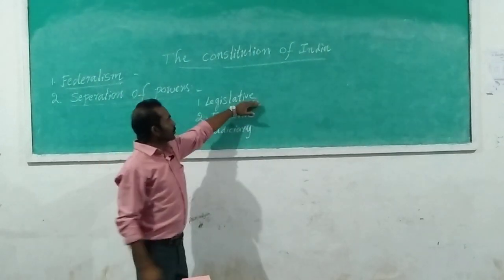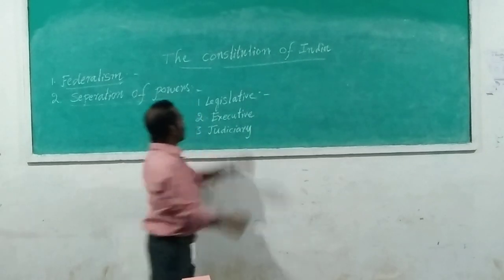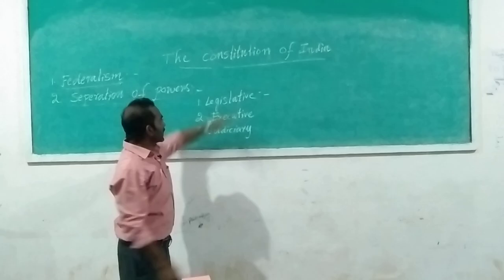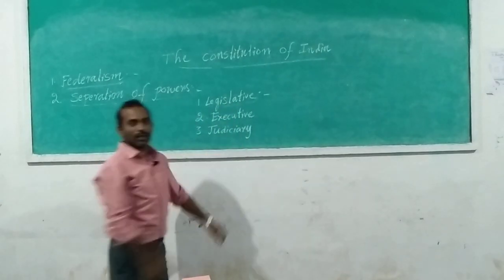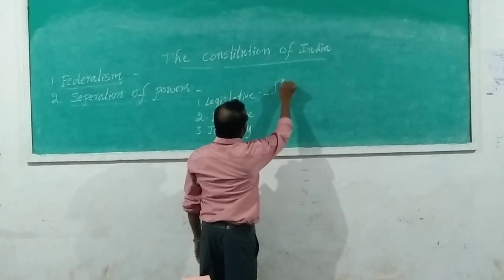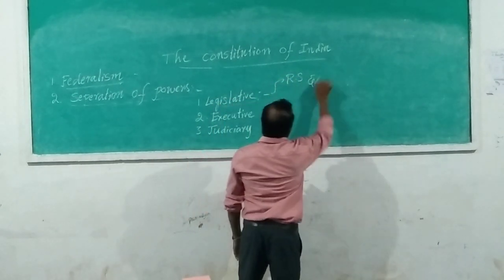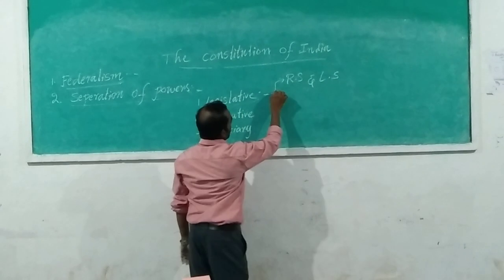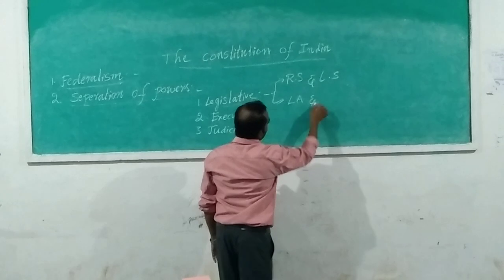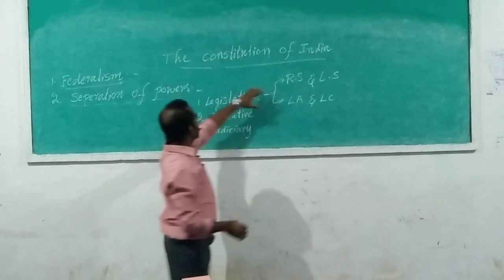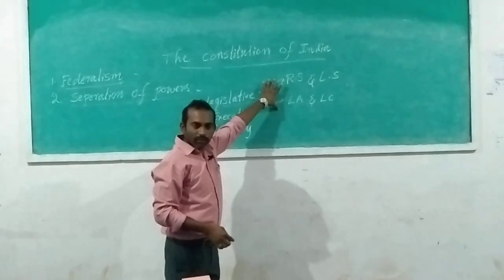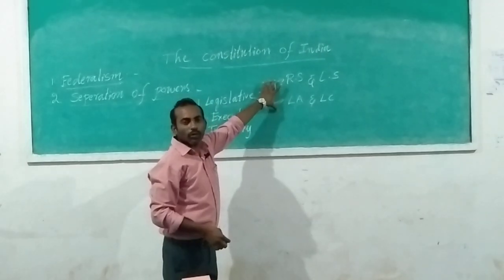What is meant by legislative? The representatives of the people are collectively known as the legislative. For example, in the center, the Rajya Sabha and Lok Sabha members, and in the state, the members of the legislative assembly and legislative council all come under the legislative. They make the laws by which the citizens of India are ruled.